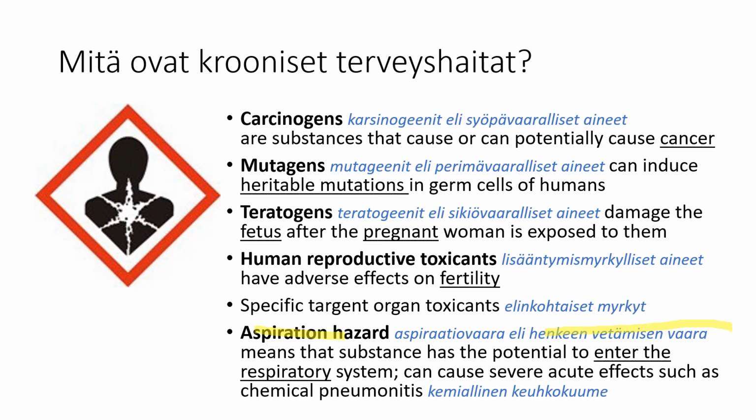Aspiration of a substance can also occur as it is vomited following ingestion. Children are particularly susceptible to health effects if they drink or breathe these hazardous products. Aspiration can cause chemical pneumonitis, which is inflammation of the lung.